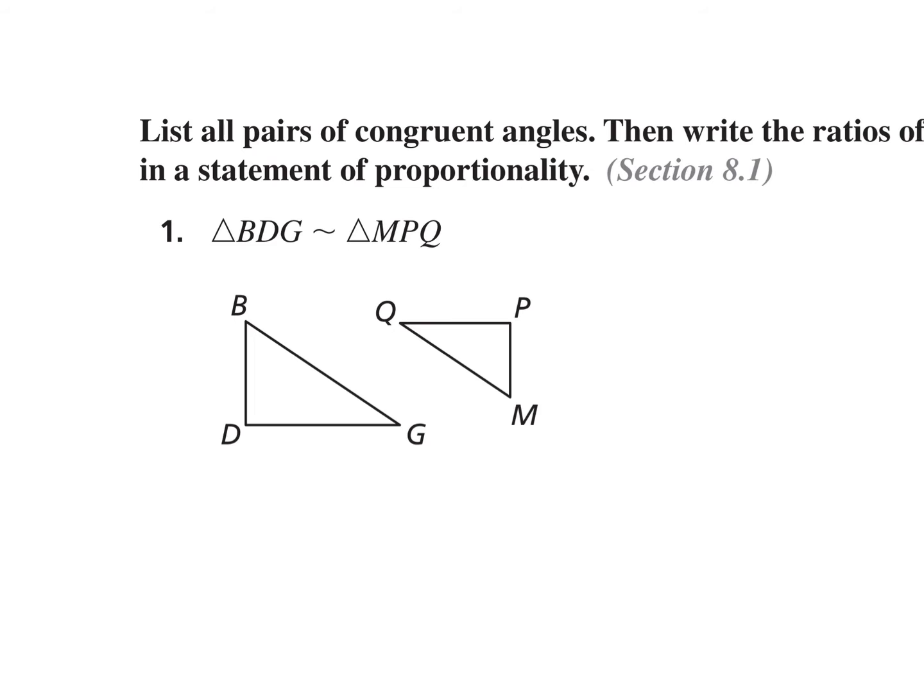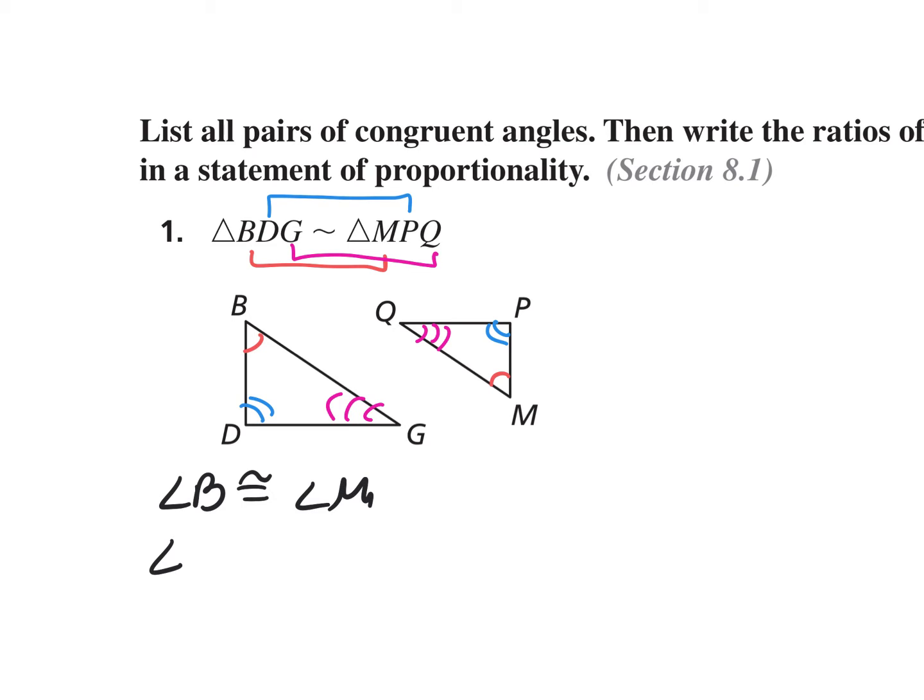Okay, so you're going to get a question similar to this where it's going to say list all the pairs of congruent angles. So again, what you do is you're going to match B with M. So I'm going to put a marking here because this one doesn't have numbers. Tomorrow it will have numbers, and you'll also be able to give me a scale factor. Then you're going to go D and P. And then lastly, G and Q. So now what you're going to list is you're going to say angle B is congruent to angle M, angle D is congruent to angle P, angle G is congruent to angle Q. That would be listing all the congruent angle pairs.